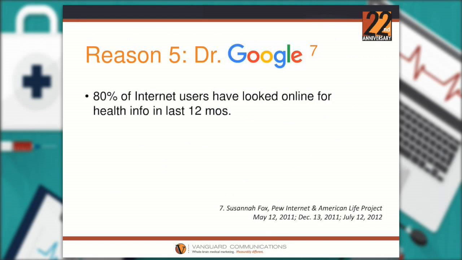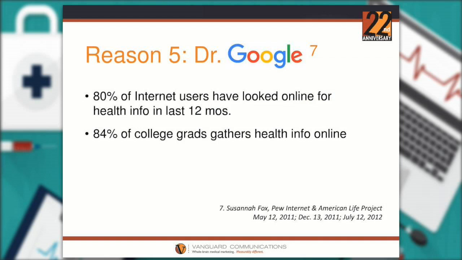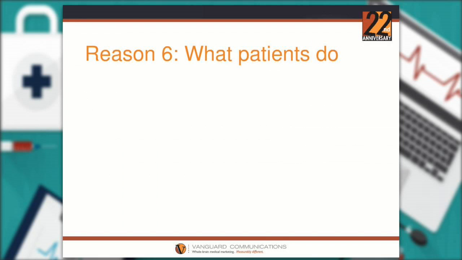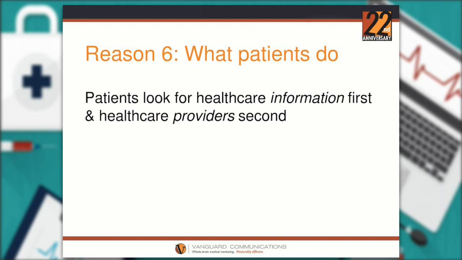Fifth reason we should be concerned with internet and digital media is that 80% of internet users have been looking online for health information in the last 12 months. And 84% of college graduates use the internet to gather health information online. And 30% of internet users help loved ones with personal chores, and 70% of those look online for health information. So if you do the math here, you'll see about 1 in 5 internet users are actually looking for health information on behalf of someone else, a loved one.